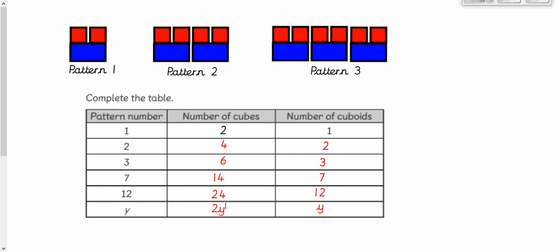Now remember when we're doing algebra, this is back when we were learning it back in March or even February. When we times by a letter, we just write 2y. So the number of cuboids is always going to be the same as your pattern number. So it'll be y. The number of cubes is double or times 2. So we've written 2y. All right, so hopefully we got that.